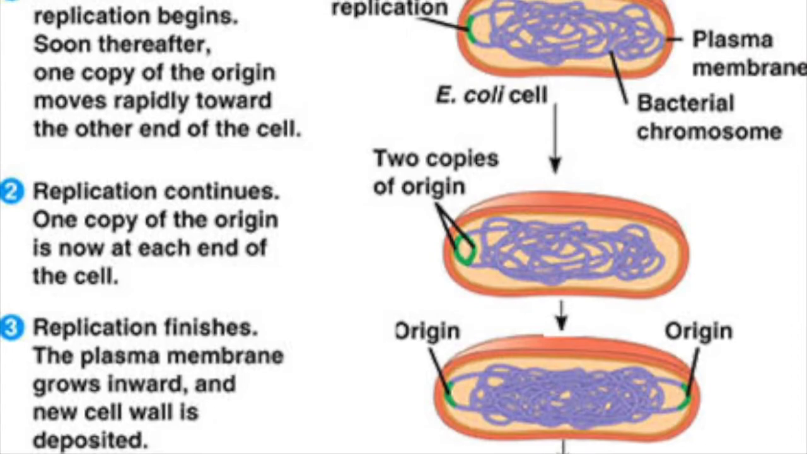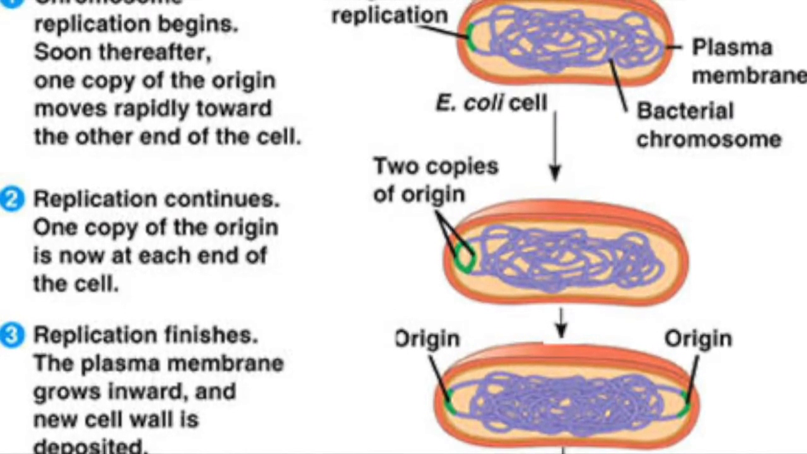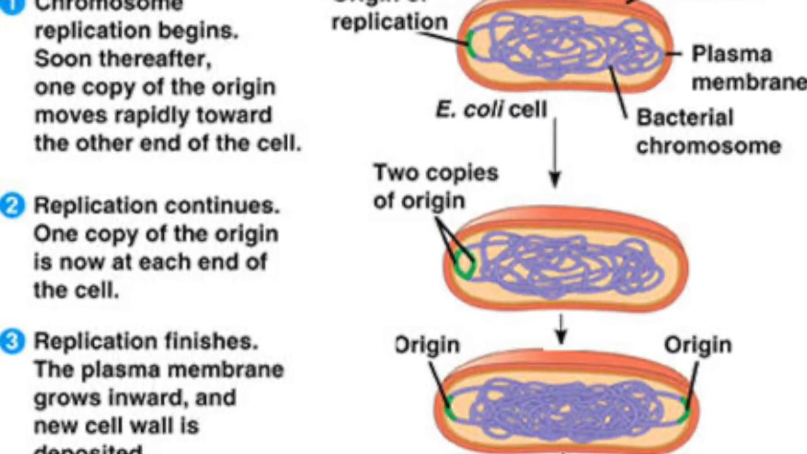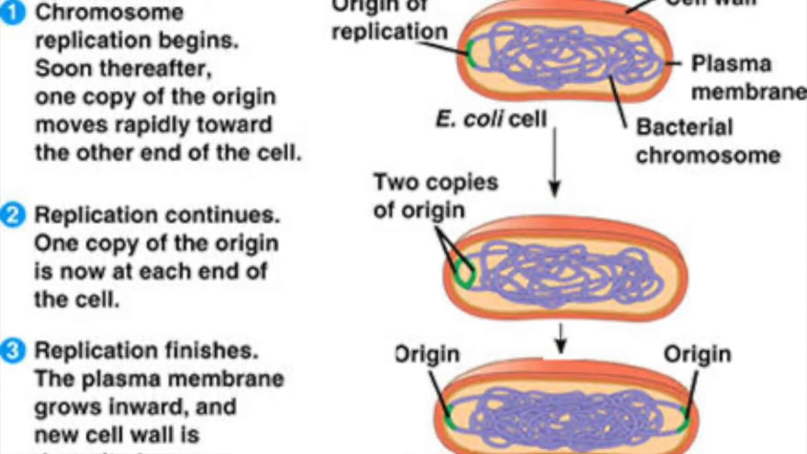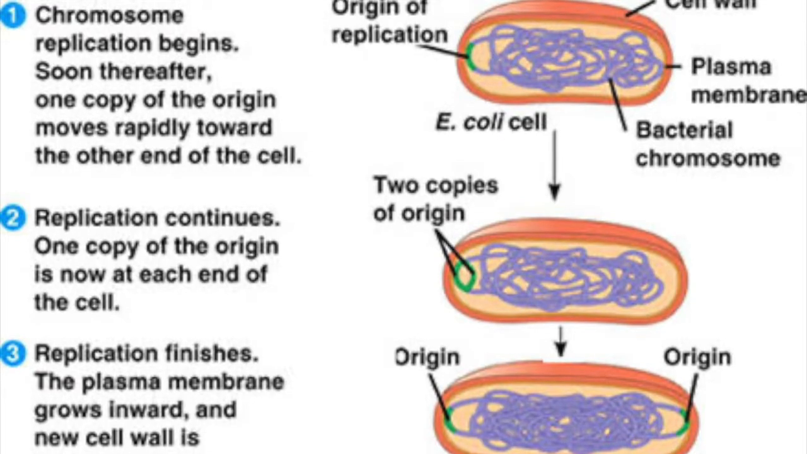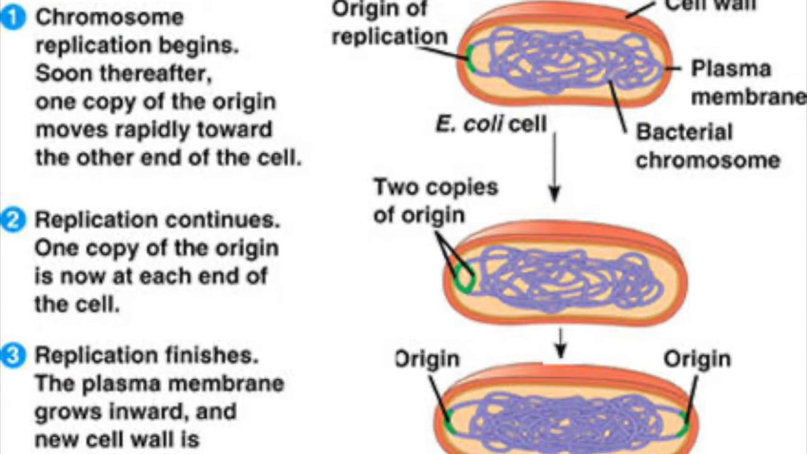The final step is cell splitting. A new cell wall is formed and the cell splits at the center, dividing the parent cell into two new daughter cells. Each of the daughter cells contains a complete set of coiled DNA. They are now ready to grow and eventually split themselves.